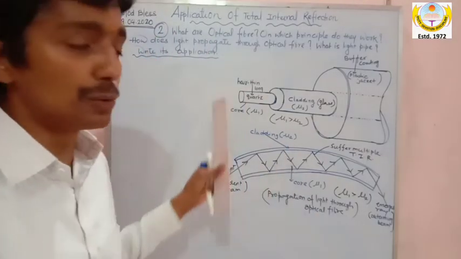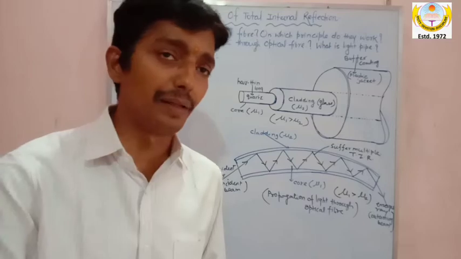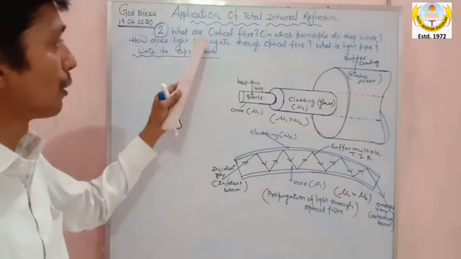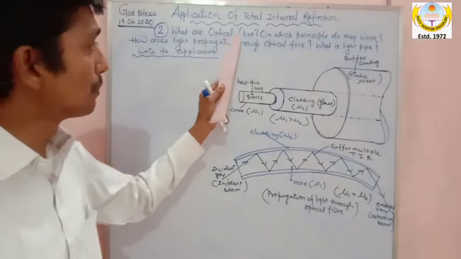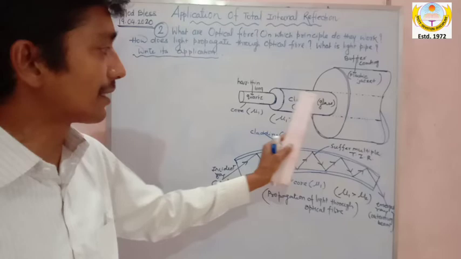But these two topics, the total reflecting prism and optical fiber, are very important from the CBSE board point of view. So the question on optical fiber is, what are optical fibers? That is the first question. Here I have drawn the diagram. This is the complete diagram.